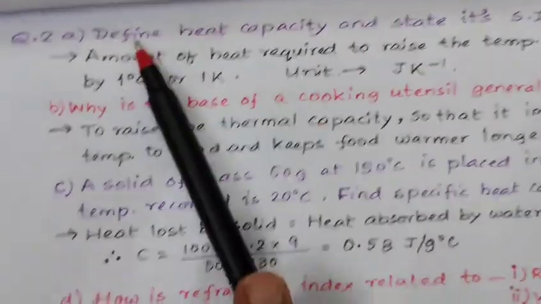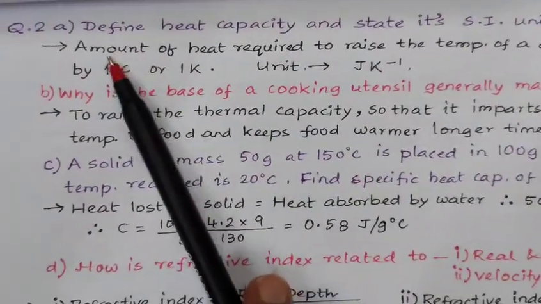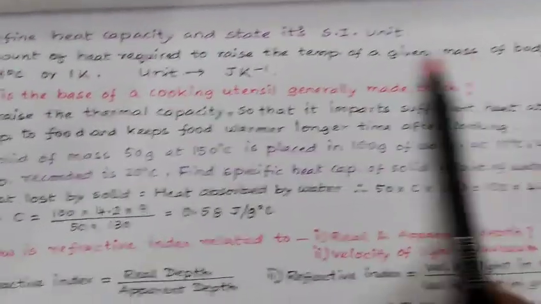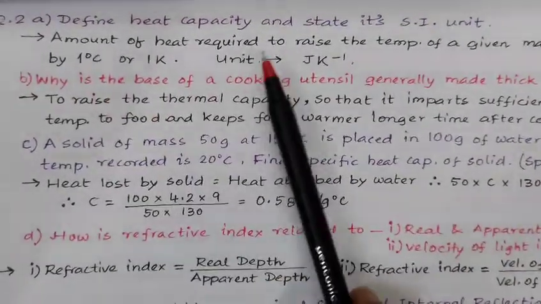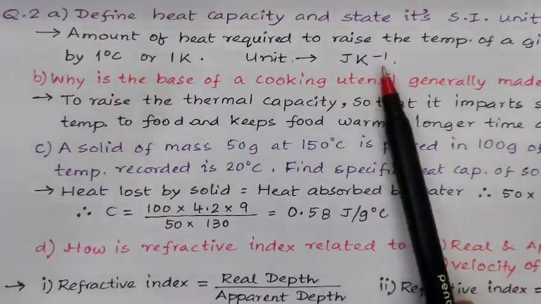So we come to the next question. Define heat capacity and state its SI unit. The amount of heat required to raise the temperature of a given mass of a body by 1 degree Celsius is heat capacity. The unit is joule per Kelvin.